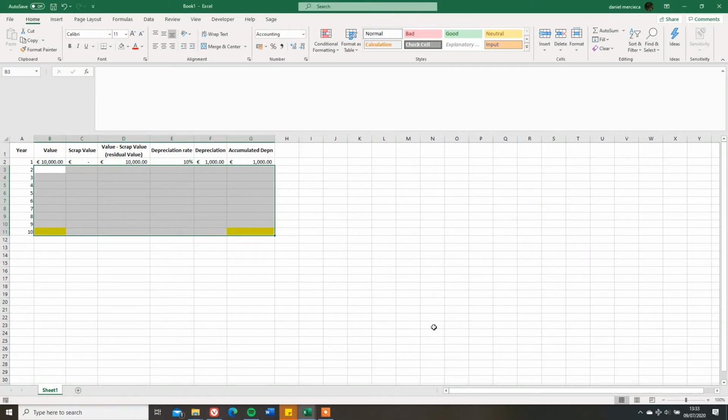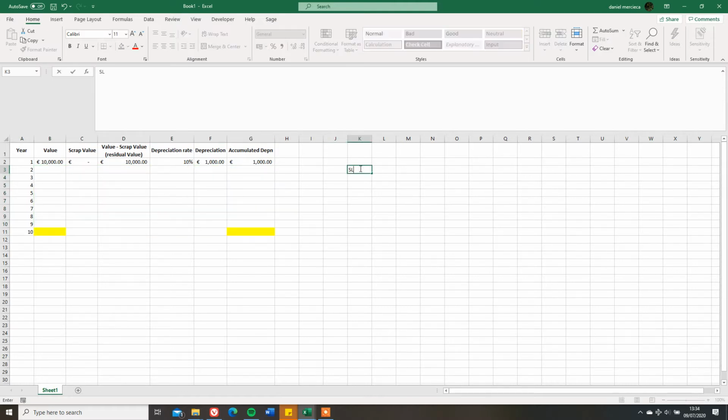So hello and welcome to this Excel depreciation tutorial. Today we'll be covering two methods, mainly the straight line method and the reducing balance method of depreciation. The reducing balance method of depreciation is also referred to as the written down value method of depreciation. So we'll start with the straight line method.